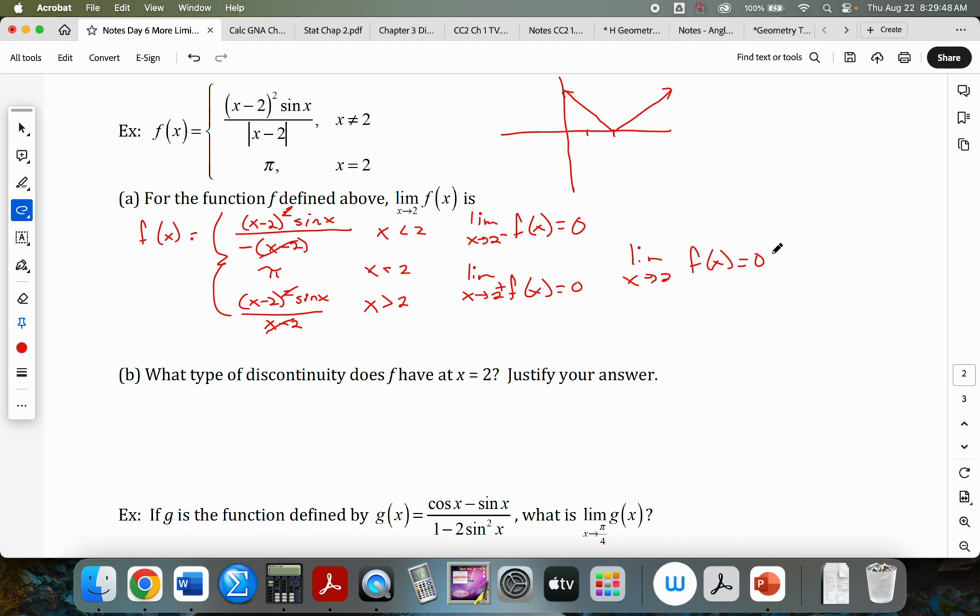Again, what kind of discontinuity is this going to be? Yeah, this is a removable discontinuity. Why? Because f at 2 is equal to pi, but that's not equal to the limit as x approaches 2 of f of x, which is equal to 0. The limit exists, but it's not equal to the value of the function at that point.